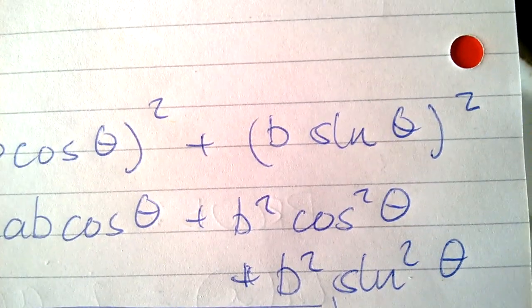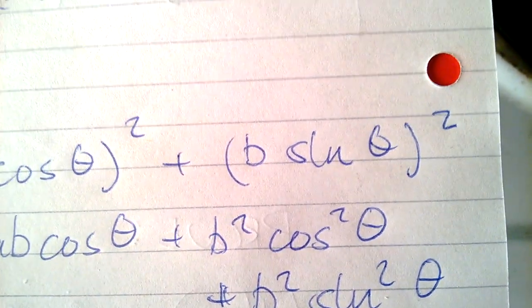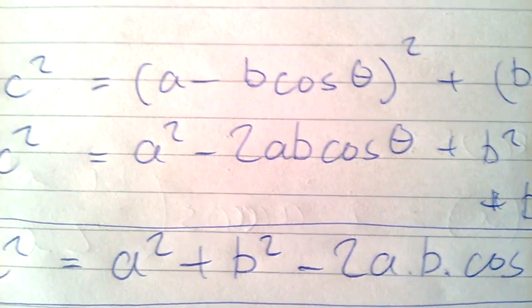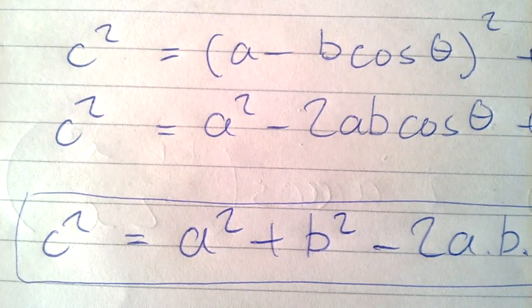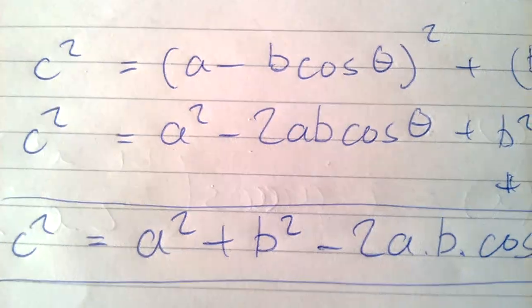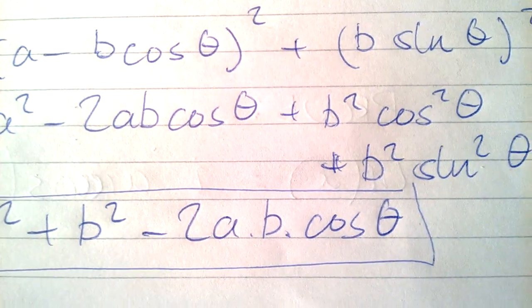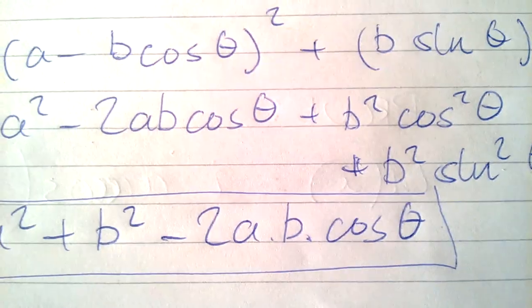So the cos squared plus sine squared obviously go together to make 1, so this last term is just b squared, which means then that c squared is equal to a squared plus b squared minus 2ab cos theta.